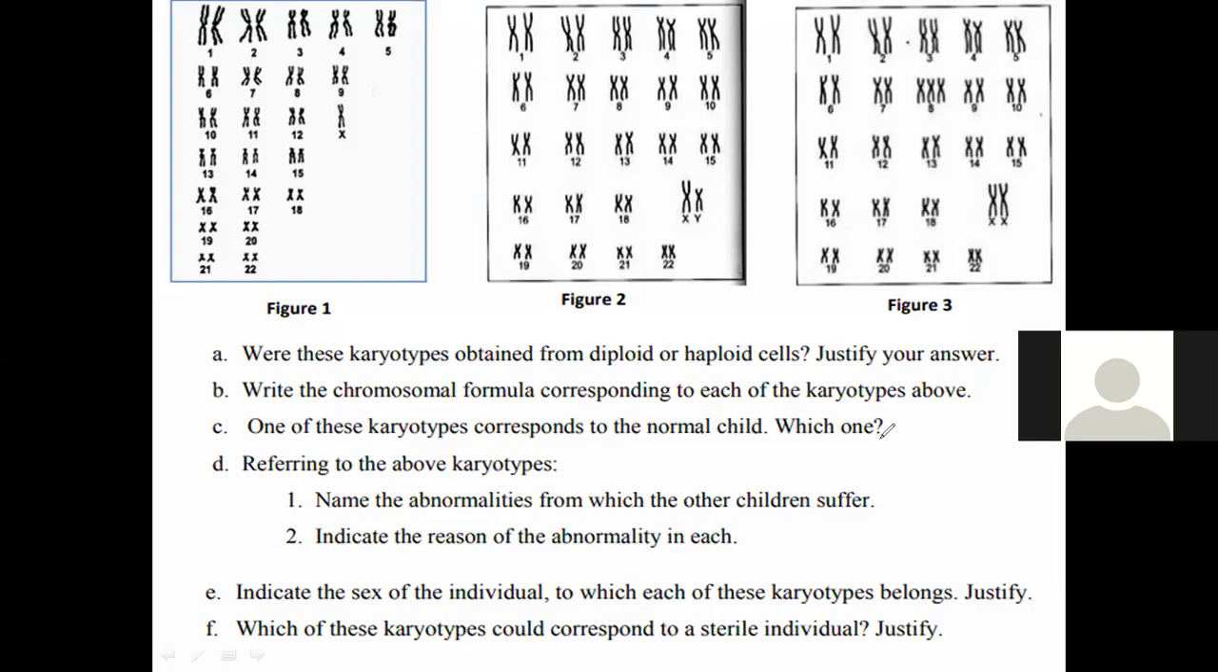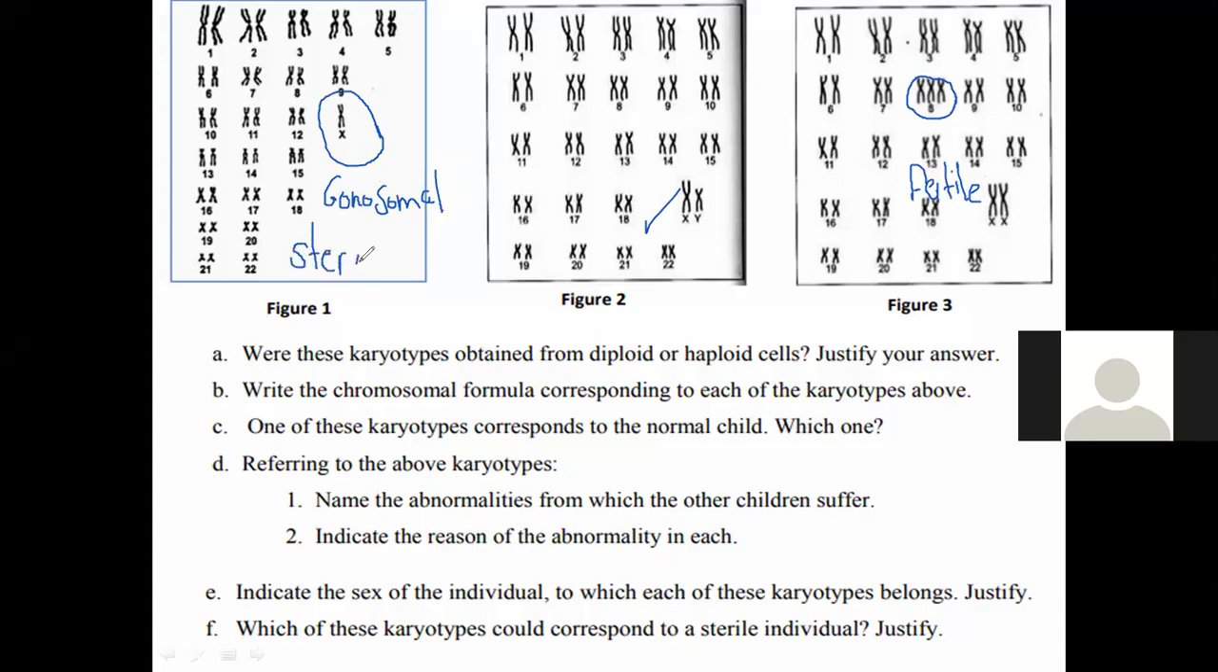Part F, which of these karyotypes should correspond to a sterile individual? Justify it. This one is normal. This one has trisomy 8, the autosomal abnormality, so this one is fertile, not sterile. While figure 1 has an abnormality at the level of the gonosomes. So here we have a gonosomal abnormality, this means that this is the karyotype that belongs to the sterile individual. So this person is sterile.